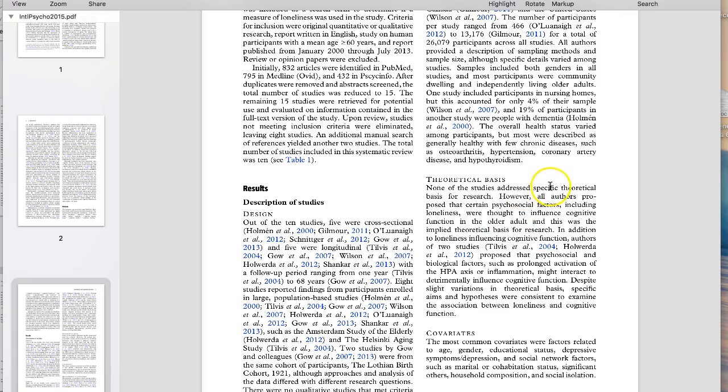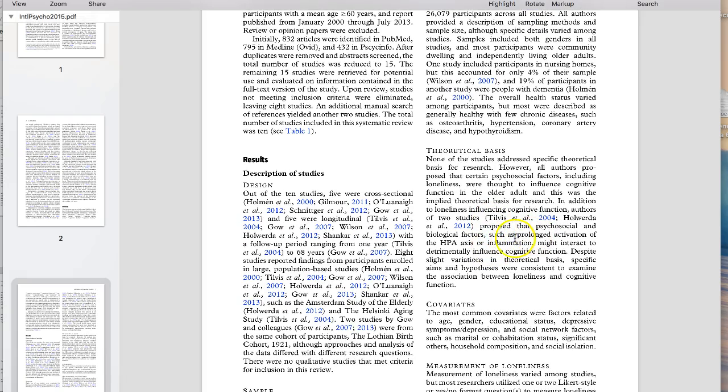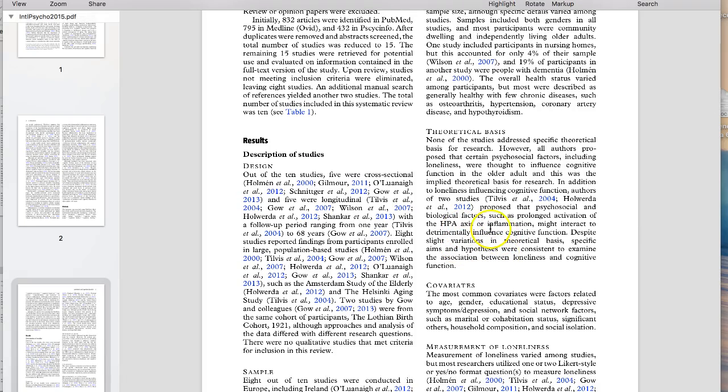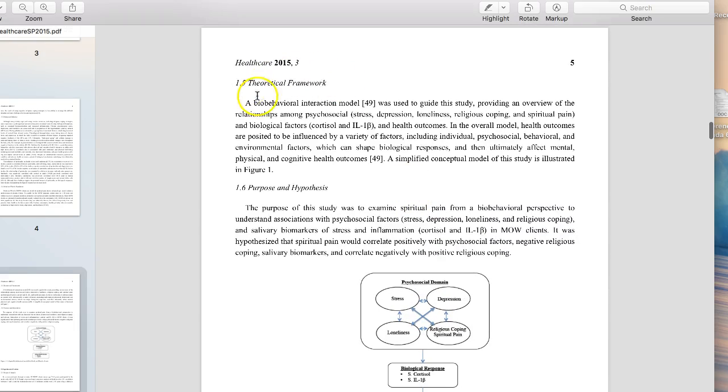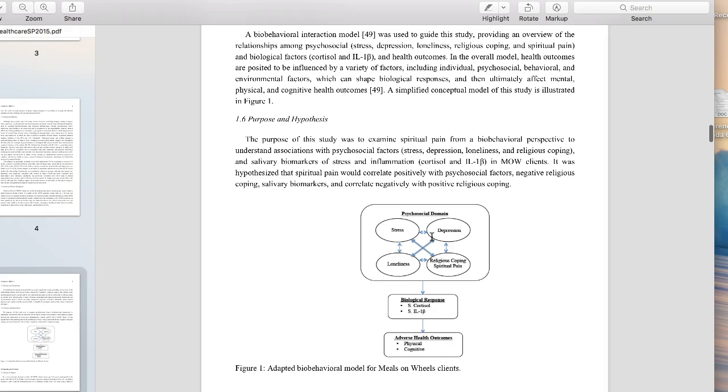I say none of them address a specific theoretical basis. However, all of them propose that certain psychosocial factors, including loneliness, were thought to influence cognitive function in the older adult, and this was the implied theoretical basis. In addition to loneliness influencing cognitive function, authors of 2 studies propose that psychosocial and biological factors, such as the HPA axis, might interact detrimentally to influence cognitive function. So they all talked about this biological piece, but it was implied. It wasn't specifically written like on my research paper where this is the theoretical framework that I use. So that's just a little side note.